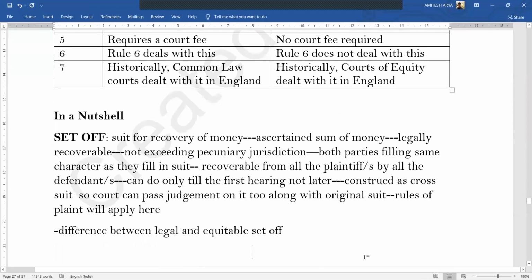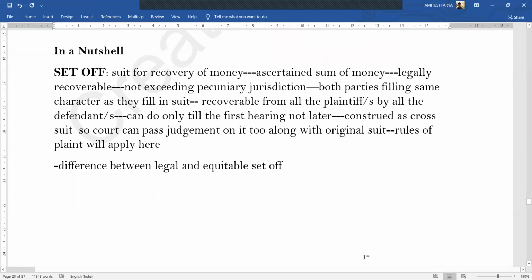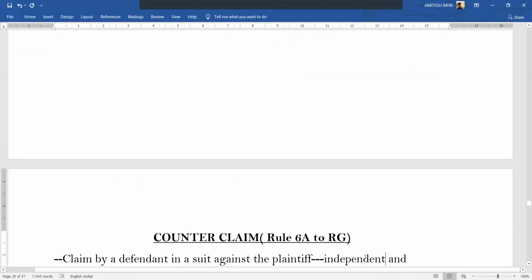Now this was set off. You can see I have again put it in a nutshell: a suit for recovery of money should be there, a certain sum of money legally recoverable, not exceeding the pecuniary jurisdiction. Both parties should fill the same character as in the suit, recoverable from all plaintiffs or all defendants. You can only do it till the first hearing and not later. Here also the court should be able to pass a judgment on it along with the original suit. Rules of a plaint apply here. And what is the difference between a legal and an equitable set off?